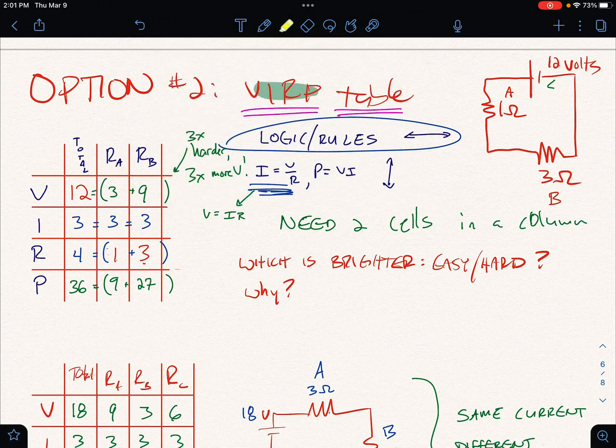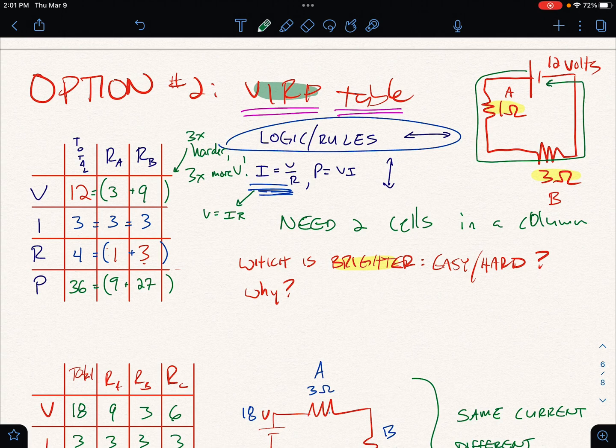I asked you to take a look at this circuit. We have a 3 ohm and a 1 ohm resistor arranged in series with a 12-volt battery. And the first thing I wanted to point out is, as far as which one should be brighter, well, every single electron that comes out of this battery has to go through both of the light bulbs. And so every light bulb is going to get the same amount of current, the same number of electrons.